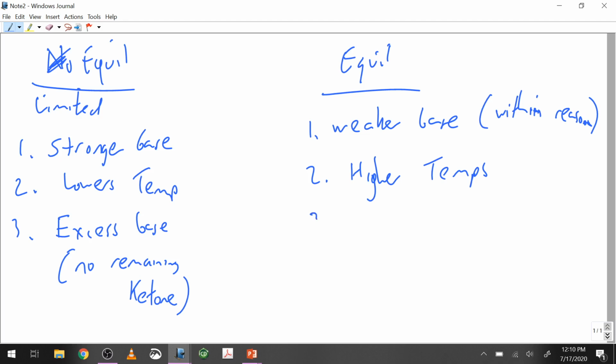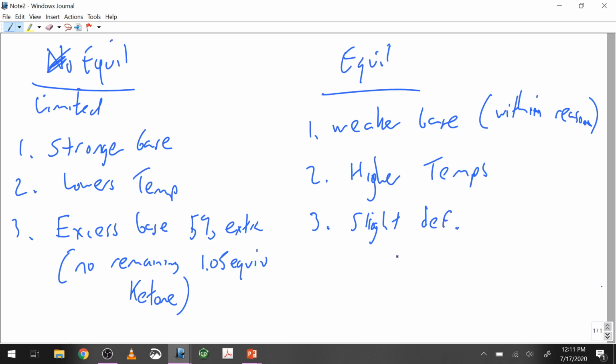And 3, we'll sometimes use a slight deficiency of the base. What I mean by that is, instead of using, like for excess, I would say I want 5% extra. So we describe that as saying 1.05 equivalents. That's how we write it. That means I have an extra 5% mole-wise of the base. So therefore, I'm basically guaranteeing there's going to be no ketone left.